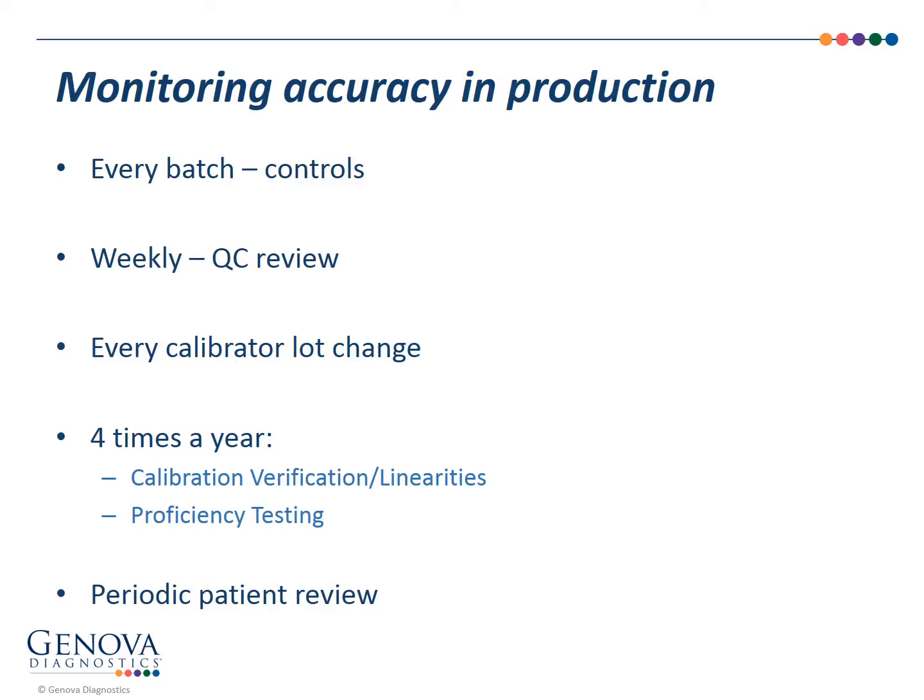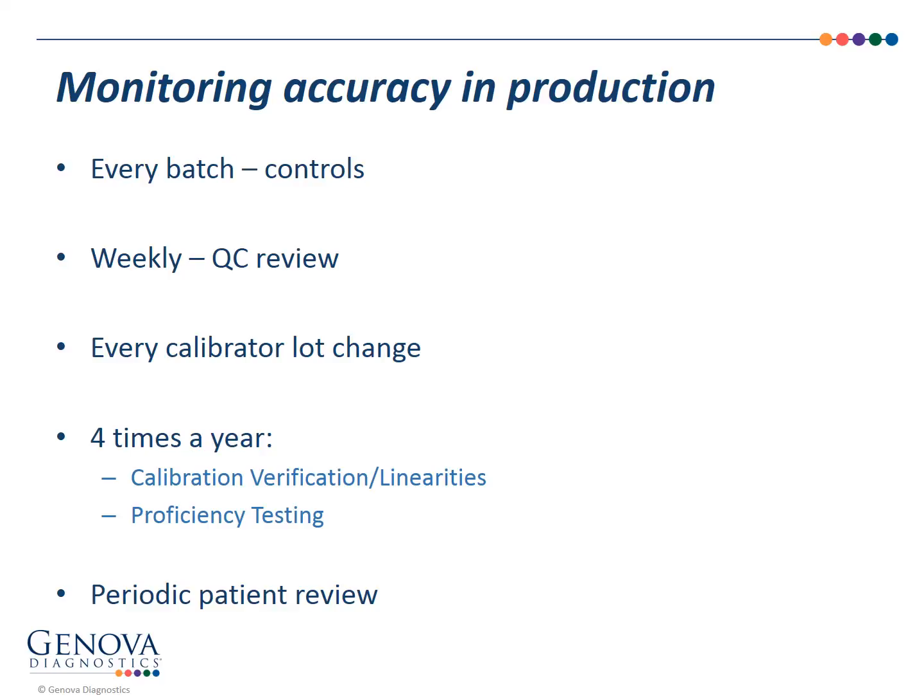And then we're checking accuracy at every calibrator lot change. We are looking at our old calibrator versus our new calibrator and making sure they get the same value. So again, we're tying that calibrator back to the previous one. Then 4 times a year, there's an intentional accuracy check. Every 6 months, we do a calibration verification or linearity. That is taking our second source material and confirming the values of our calibrators.